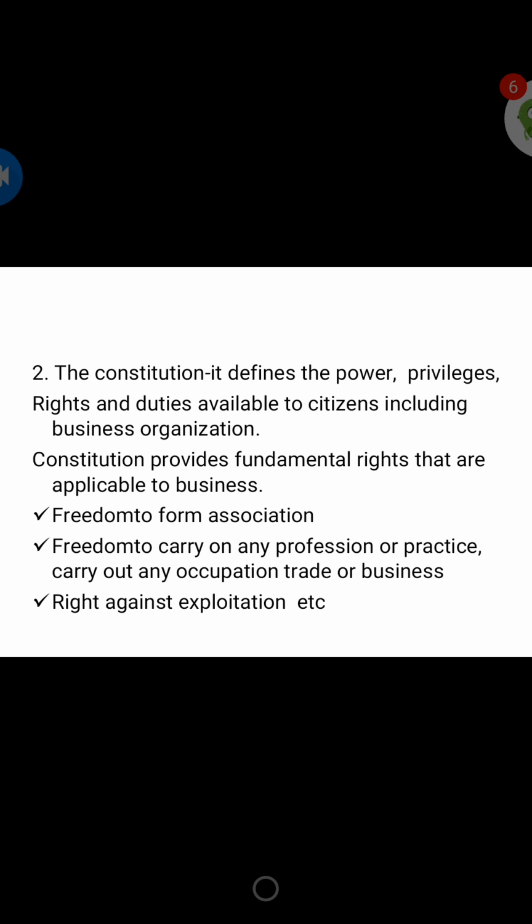There are some constitutional fundamental rights which are applicable to business. Freedom of association, freedom to carry out the profession or practice, freedom to carry on the occupation, trade or business, right to life and preserve property, right against exploitation, and right to constitutional remedies. These are the types of rights which are applicable to the business.